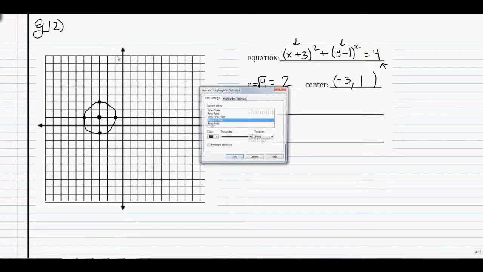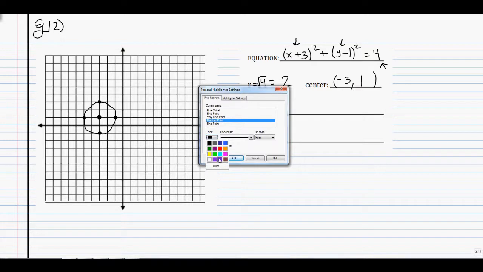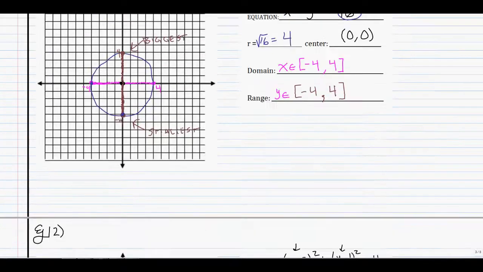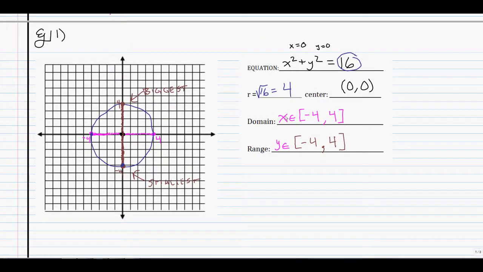So we want to see those also and figure out what is the smallest x value that would work here and what's the biggest one. Let's take a look, because it's not going to be quite as easy as before. Notice before, since our center was 0, 0, our domain and range, even though one is x and one is y, both came out to be the exact same set of numbers. They were all the numbers between negative 4 and 4.